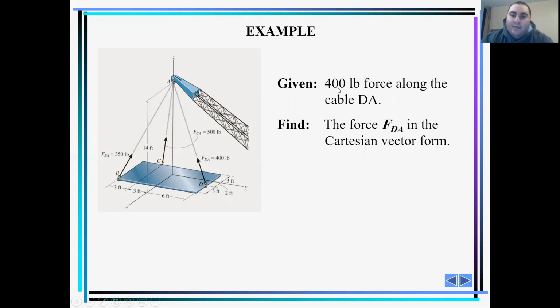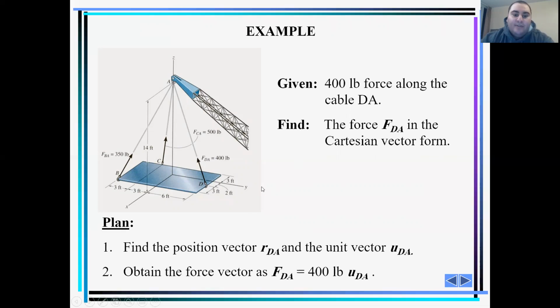So given a 400-pound force along the cable DA, we have this FDA with 400-pound magnitude. We want to find the force FDA in the Cartesian vector form. So our plan is to first find the vector RDA and then get its unit vector UDA. After that, we can obtain the force vector FDA as 400 pounds magnitude times that unit vector UDA.